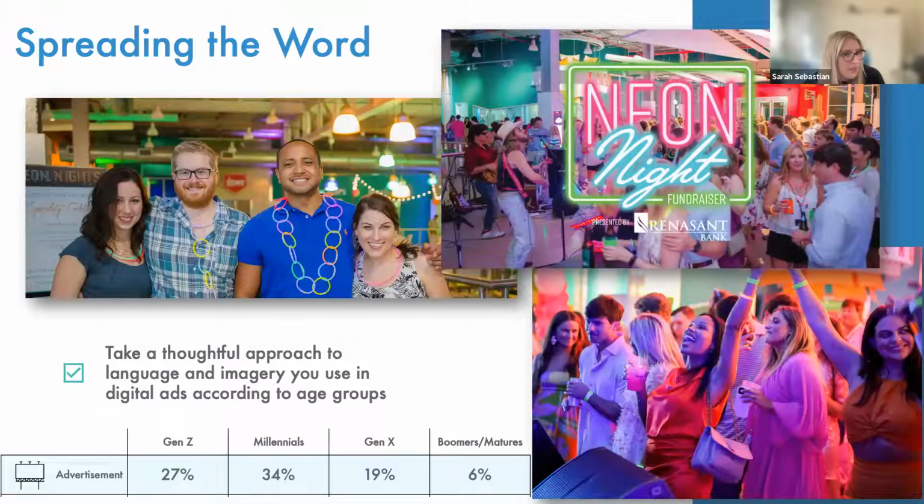Okay, continuing with spreading the word, I want to touch on advertising, which we talked about a little bit earlier. So that 40-ish and under crowd was most likely to hear about an event or opportunity through advertising compared to older generations. These folks grew up in a digital world for the most part. So if you're using digital ads, make sure that you're using language and imagery that's going to appeal to that age group, any age group that you're targeting really.